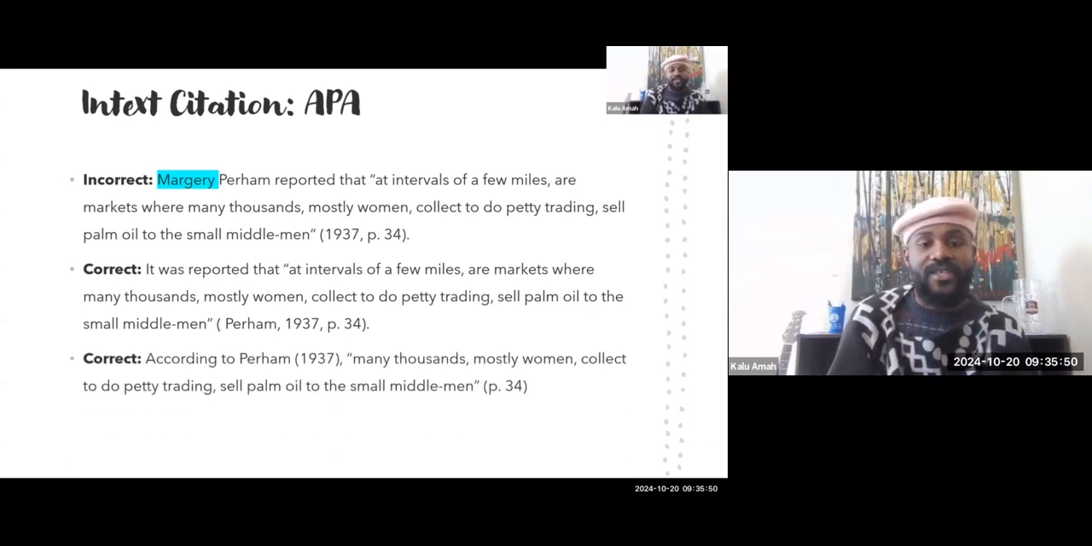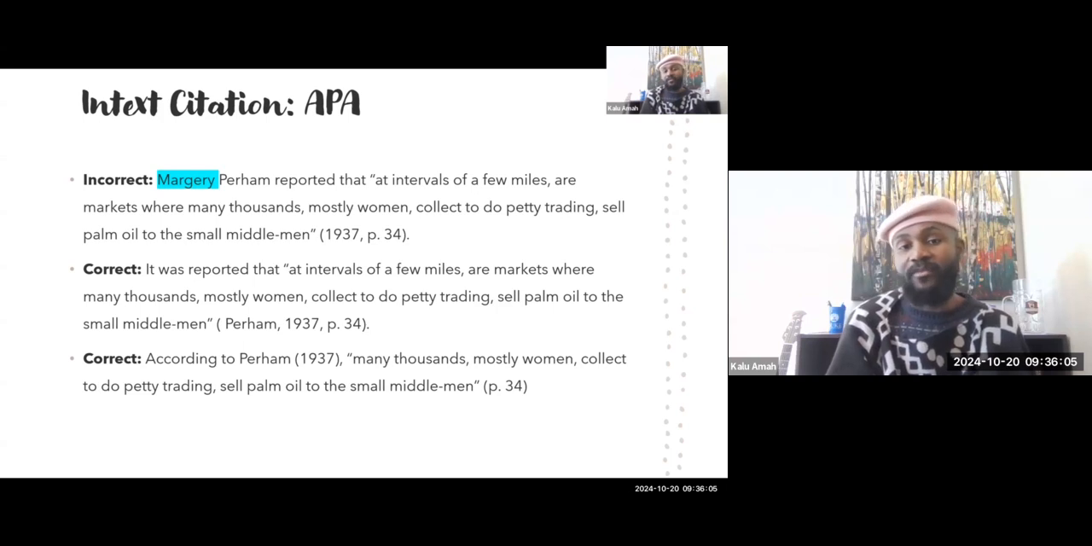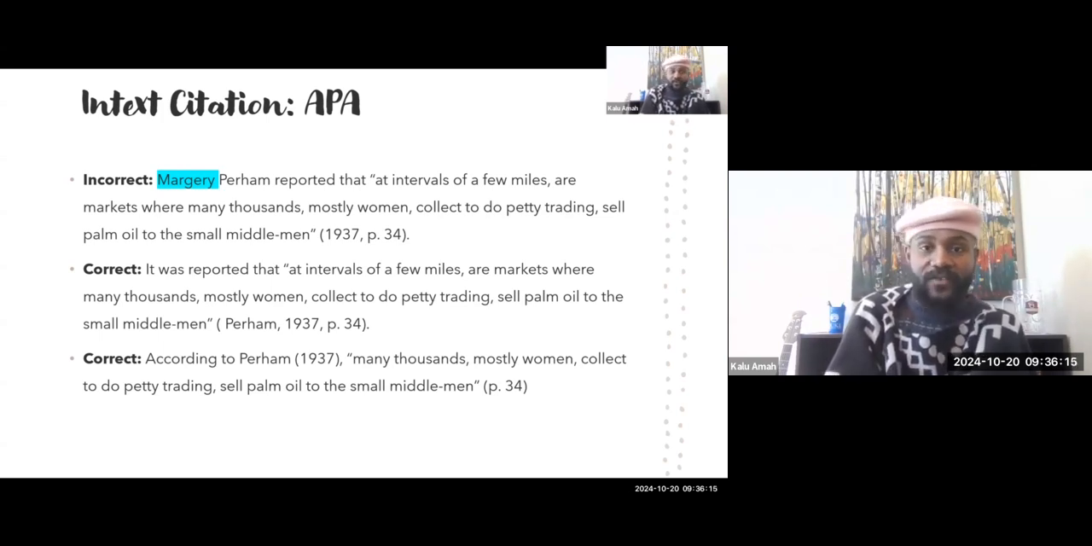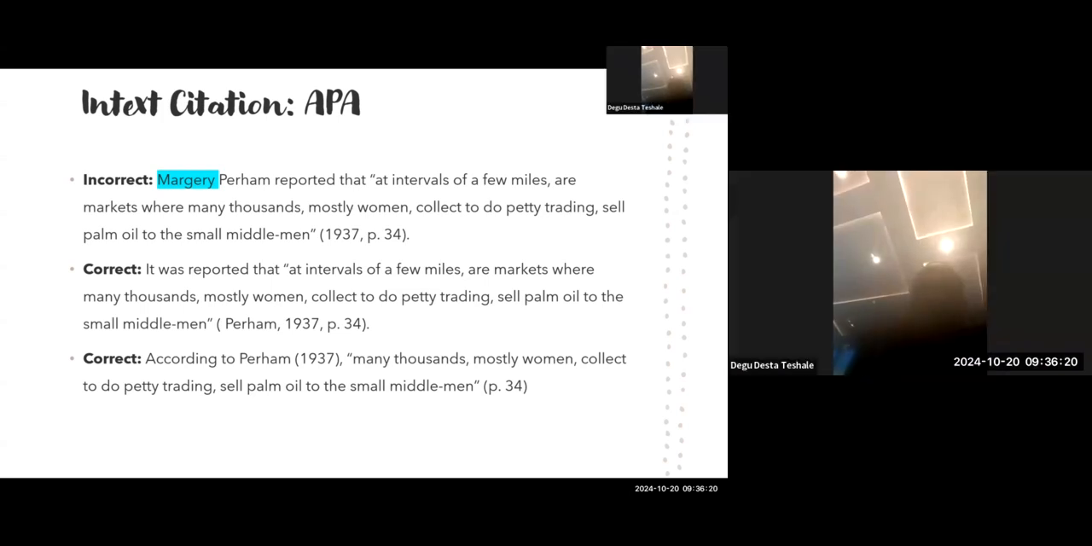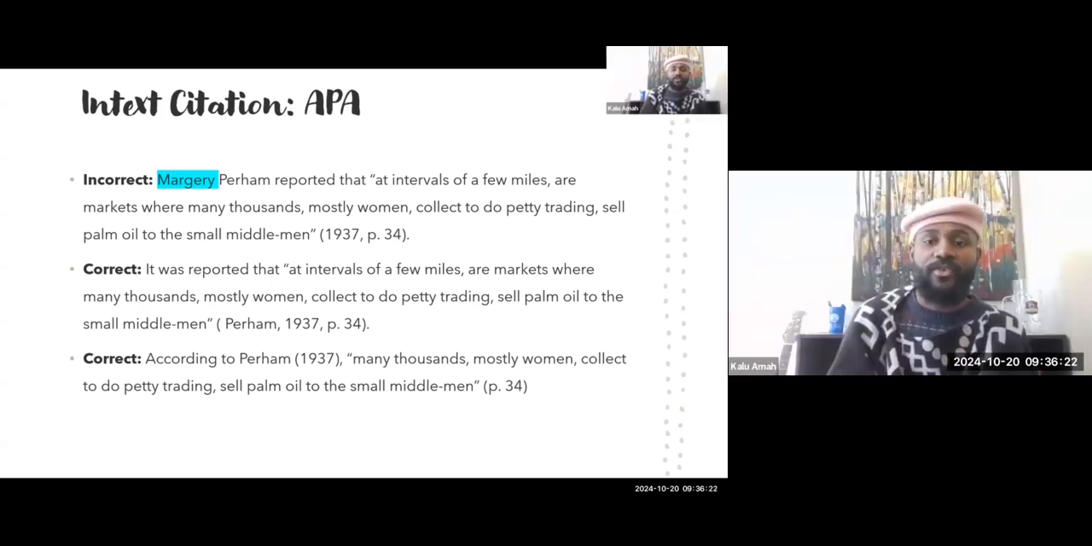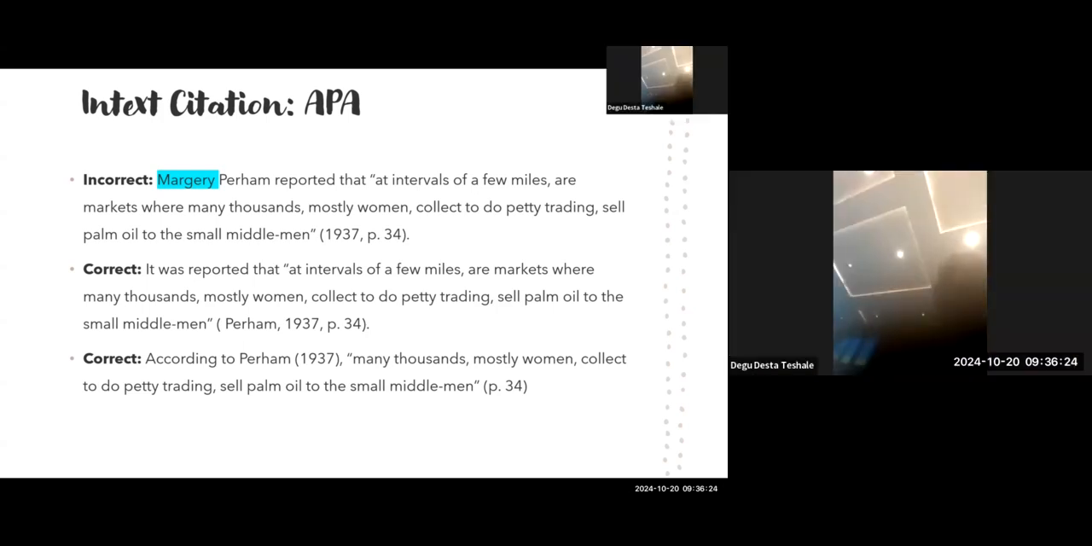And that way this could go is according to Perham 1937. I think this was the question you asked in ab initio, Professor Mary. What if we have the year in parenthetical form beside the author's name? So according to Perham 1937, many thousands, mostly women, collect to do petty trading, sell palm oil to the small middlemen. Then because it is a book, because where you lifted this quote it has page numbers, you have to attach your page number, which is page 34 here.